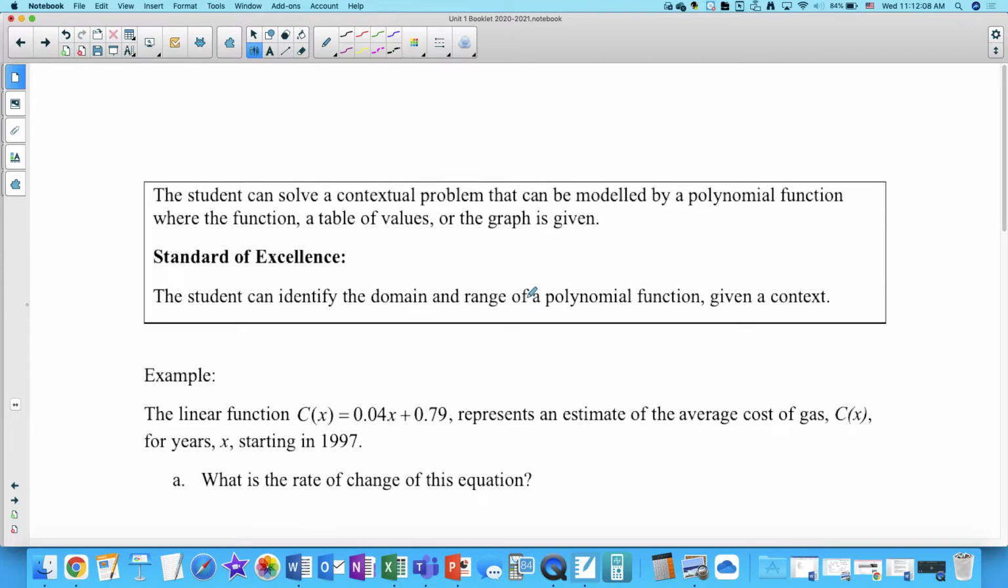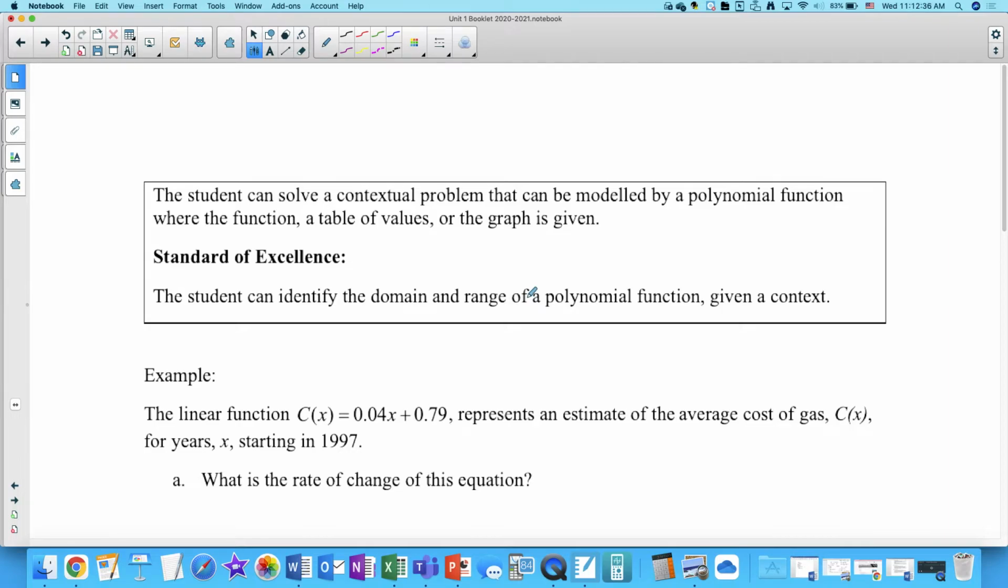So acceptable standard, that cut off from the previous page: student can solve a contextual problem that can be modeled by a polynomial function where the function, table of values, or graph is given. So I'm going to give you a polynomial function. It's attached to a context. Can you tell me about what's going on? Okay. Standard of excellence: can you identify the domain and range for that polynomial function in a context? So that's what I spoke about around restricting domain and range for particular contexts.